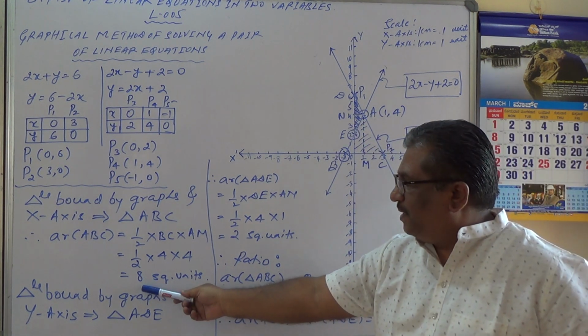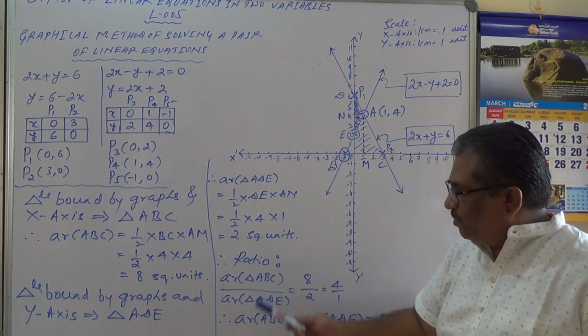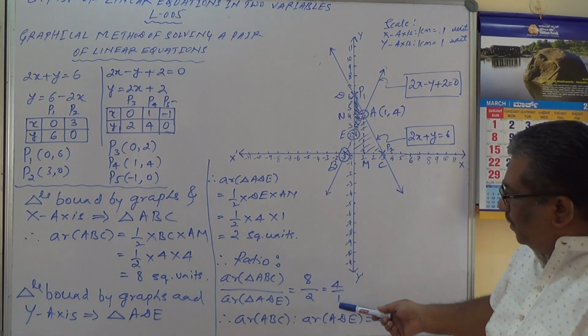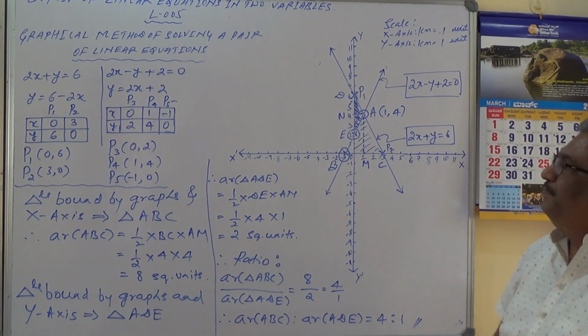Area ABC is 8 square units, area ADE is 2 square units. So the ratio is ABC by ADE, 8 by 2, 4:1. So ABC is to ADE is 4:1. This is the answer.